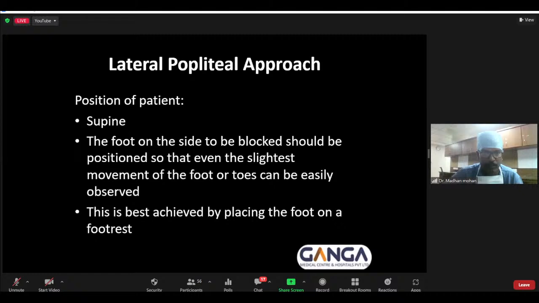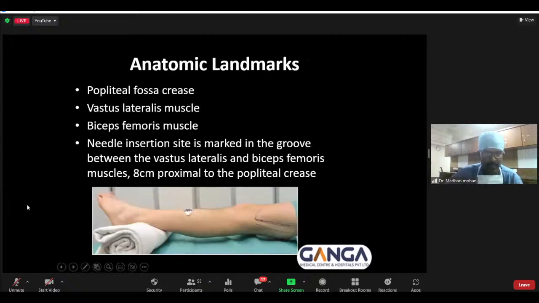Coming on to the lateral popliteal approach. Position of the patient here is supine. This is called the low-cost technique of the lateral popliteal approach. One of the main advantages is that there is no need to change the position of the patient to prone or lateral. The foot on the side to be blocked should be positioned so that even the slightest movement of the foot or toe can be easily observed. This is best achieved by placing the foot on a footrest, as shown in this picture. The landmarks are marked by the popliteal crease, the vastus lateralis tendon, and the biceps femoris tendon. The needle insertion site is marked in the groove between the vastus lateralis and the biceps femoris muscle, 8 cm proximal to the popliteal crease, somewhere here.